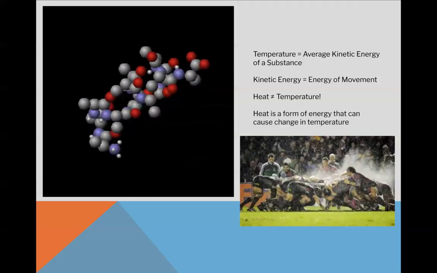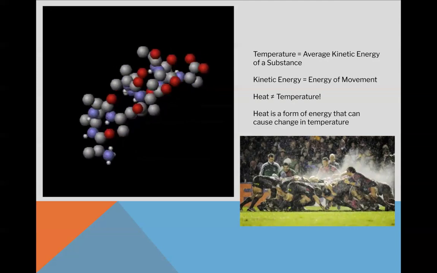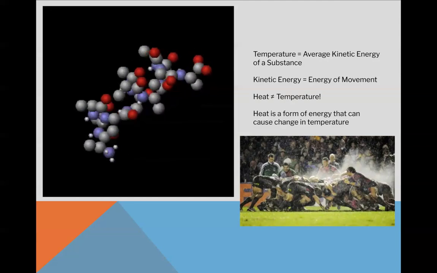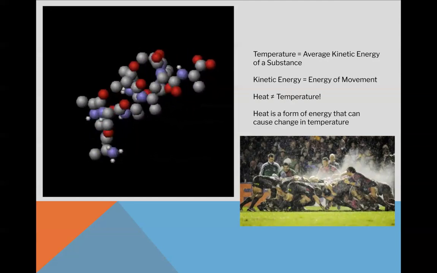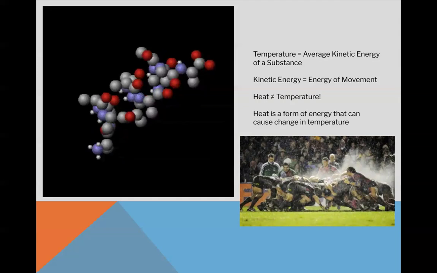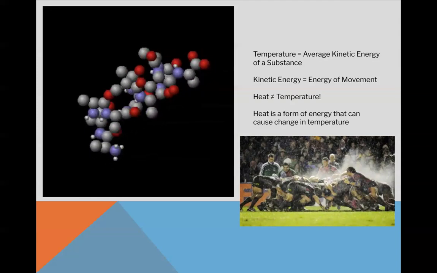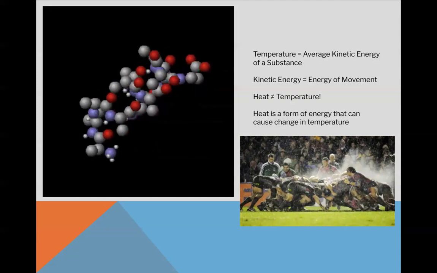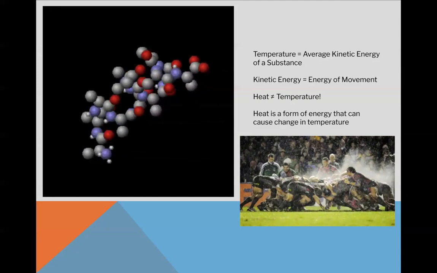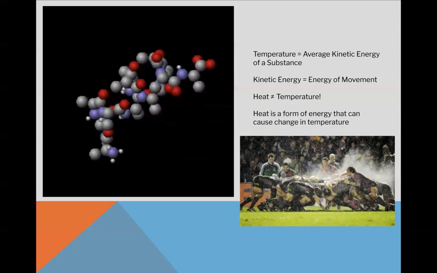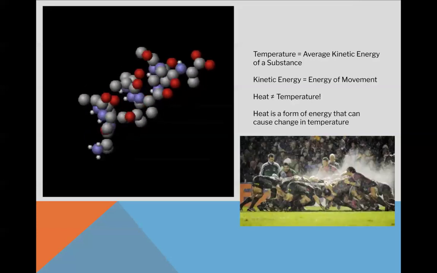And I could get it to the point where its shape actually starts to pop apart a little bit because it's moving so much. That's sometimes why when you cook things, they change chemically. You're adding so much energy that you make them snap apart. They move so much and they change their features. The energy that you might add into a substance to get it to change temperature is heat. So heat is not itself temperature. Heat is energy you can add to a substance to change its temperature.